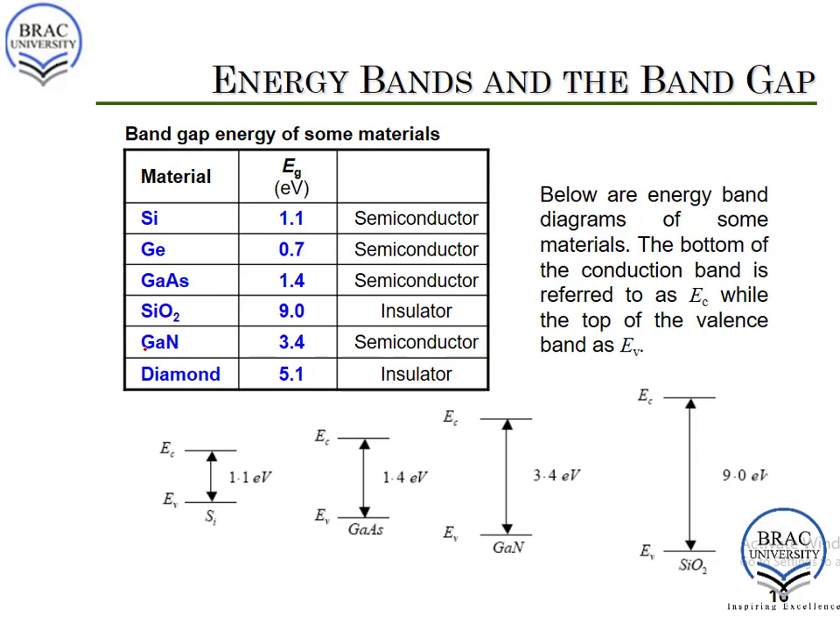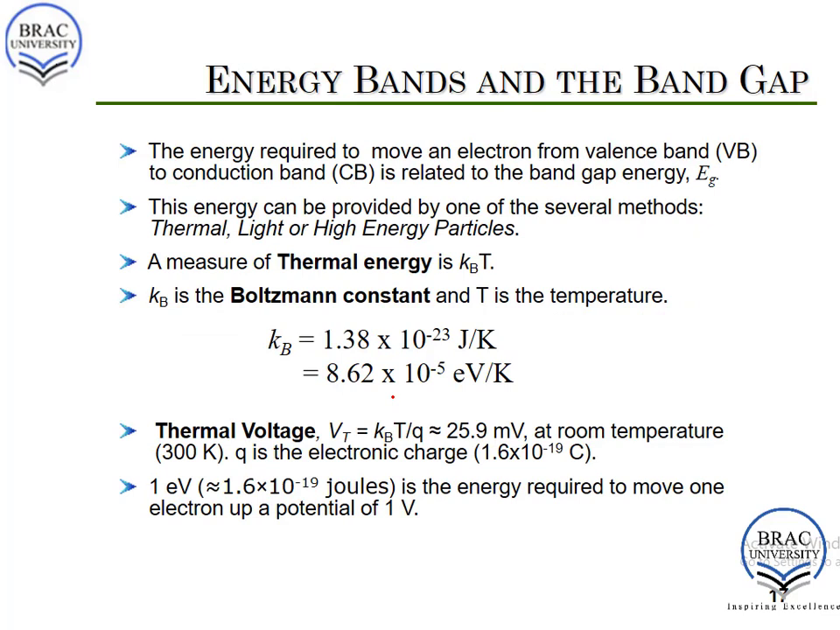Then we can move to gallium nitride. This has a band gap of 3.4, so we can consider it a semiconductor. But diamond has a band gap greater than 5.1 actually. It's an insulator. Here is some other information about the band gap and the conduction and valence bands. You can see the information here.